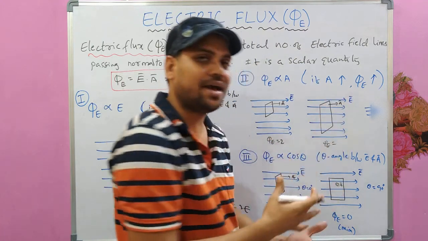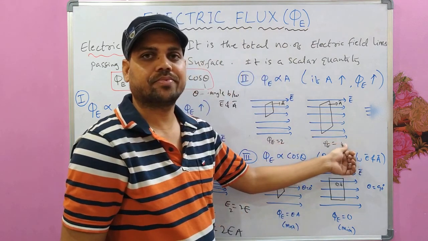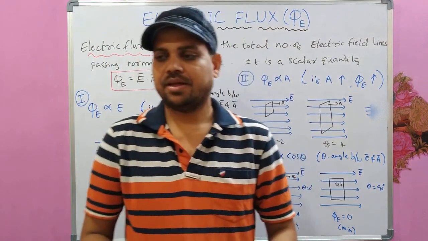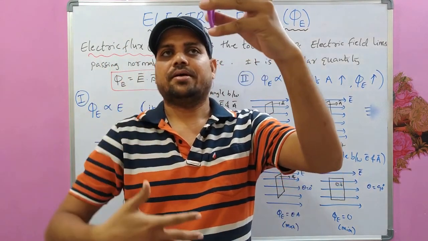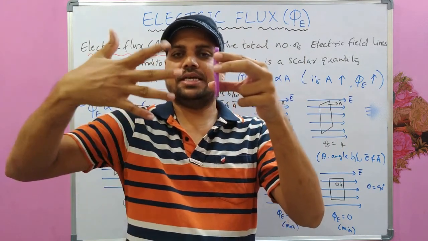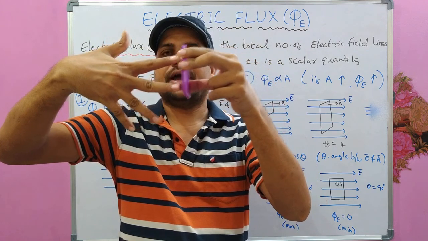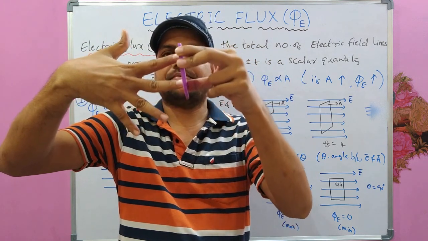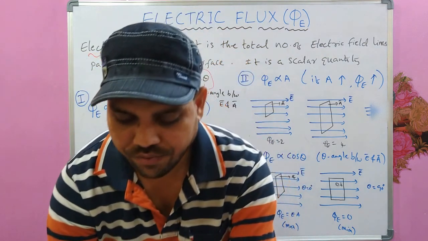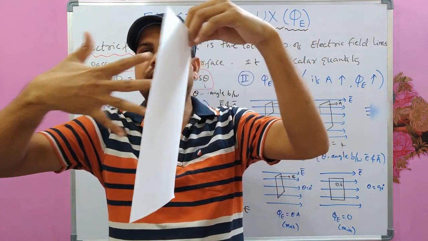Now if area increases, what happens? 1, 2, 3, 4 here. See, simple it is. Very, very simple. See, if this is a small area placed in the electric field like this, and these are electric field lines, only two are entering through this surface normally. Only two. Okay. Now if I take a big area with the same electric field strength, all the four are entering.